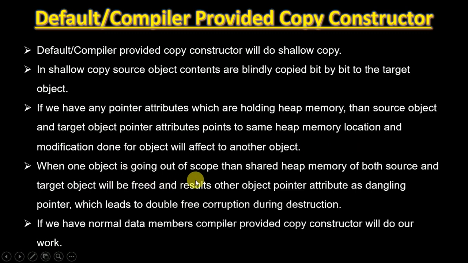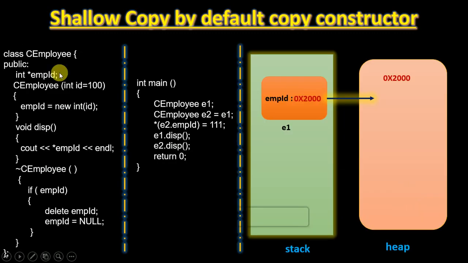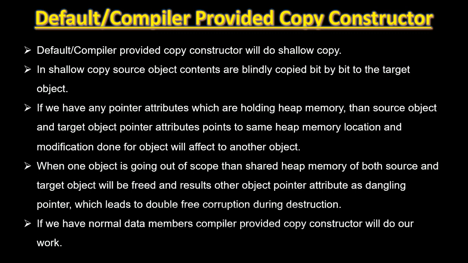When one object goes out of scope, the shared heap memory of both source and target objects will be freed and released, and the other object's pointer attributes are dangling pointers. We have seen that when E2 went out of scope, the destructor is called for E2 and the pointer attribute's memory is freed. E1 was pointing to the same memory, which is also freed, but it is still pointing to it as a dangling pointer. E1's employee ID is a dangling pointer now. Trying to deallocate this dangling pointer will cause abnormal termination of the program.